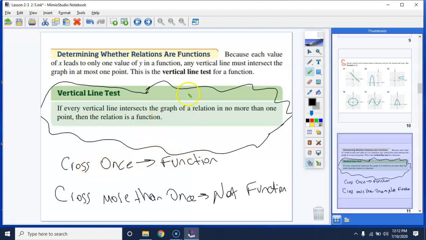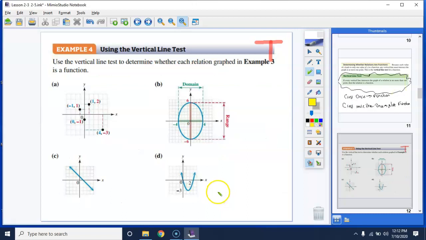So if your vertical line crosses once, we are fine. Okay, we are fine. It's a function. But if your vertical line crosses the graph more than once, we're going to say it's not a function. Let me show you a few examples.